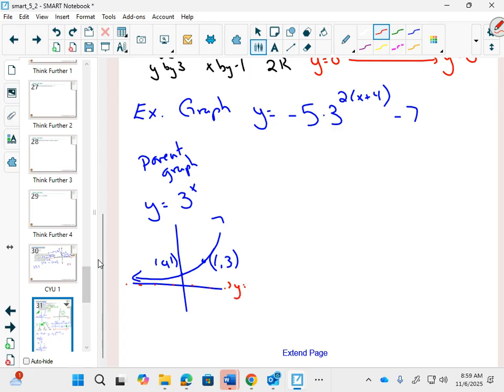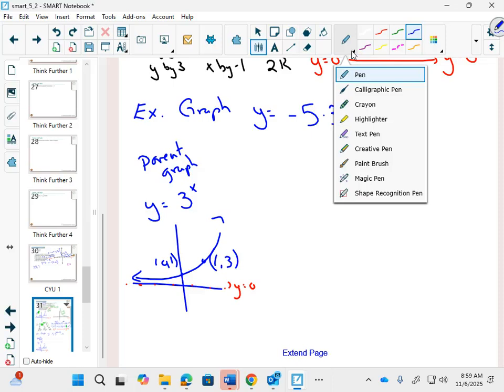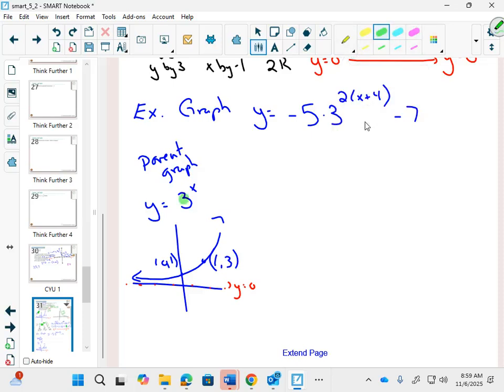And if I take my highlighter out and I say, the 3 to the x is my parent graph, I'm going to highlight the 3 and highlight the x. Everything else in that question is a transformation. In fact, we can go through now left to right and label things. Do you see that this is a vertical reflection and a vertical stretch? You would multiply your y values by -5.